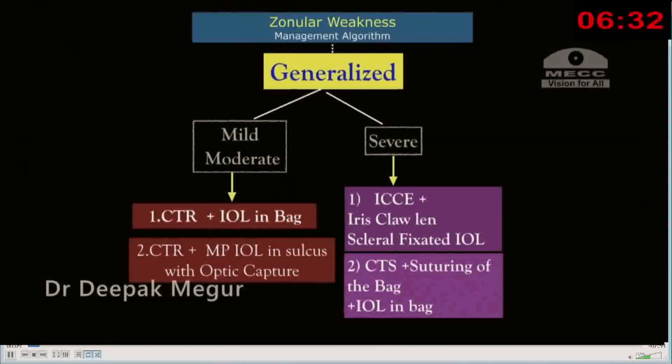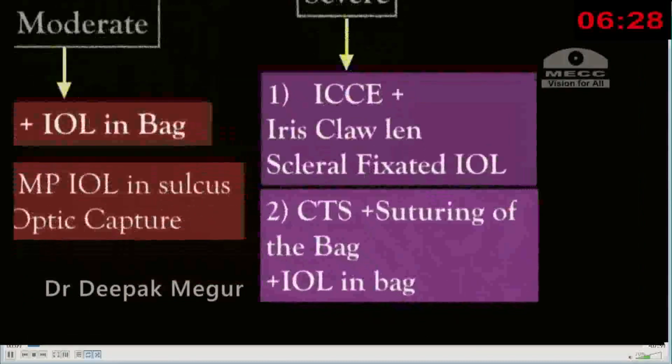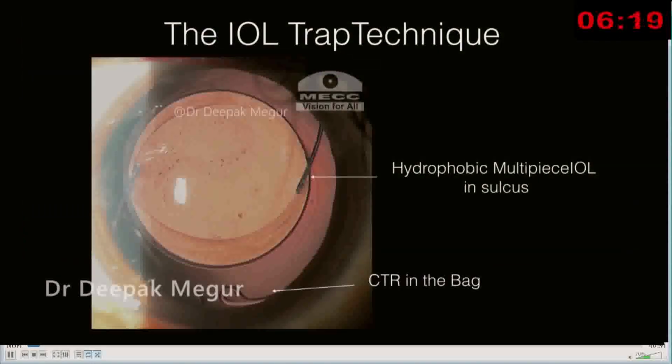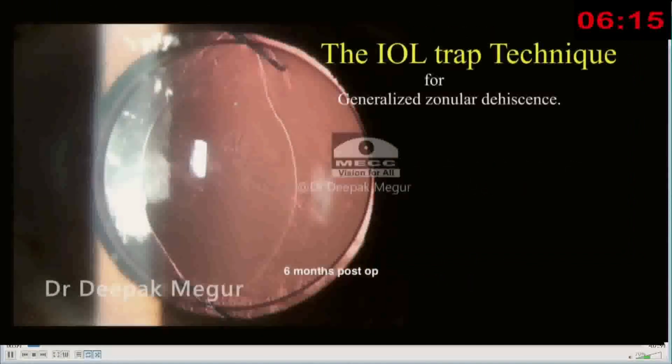Of course, we are all aware that for more severe zonular weakness, CTR along with CTS, which anchors the bag to the sclera, is probably the most accepted and preferred standard technique. So let me share a few of my experiences with the IOL trap technique. I have been using this technique for the last 5 years.